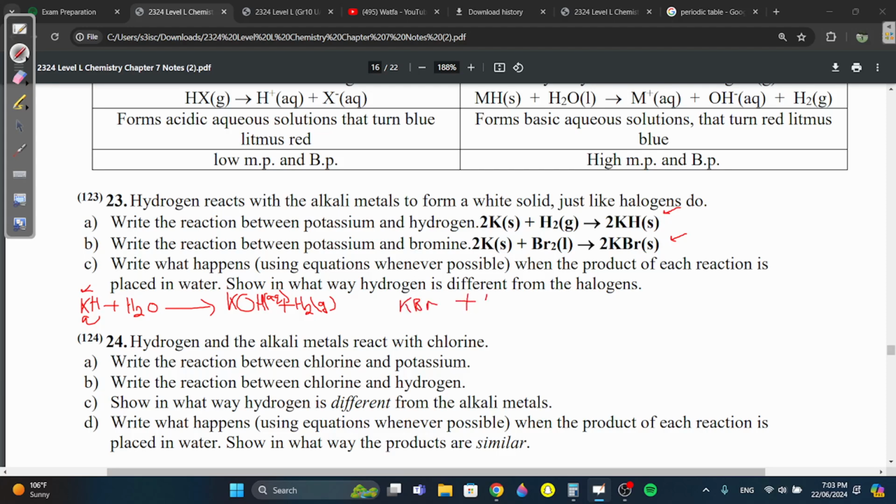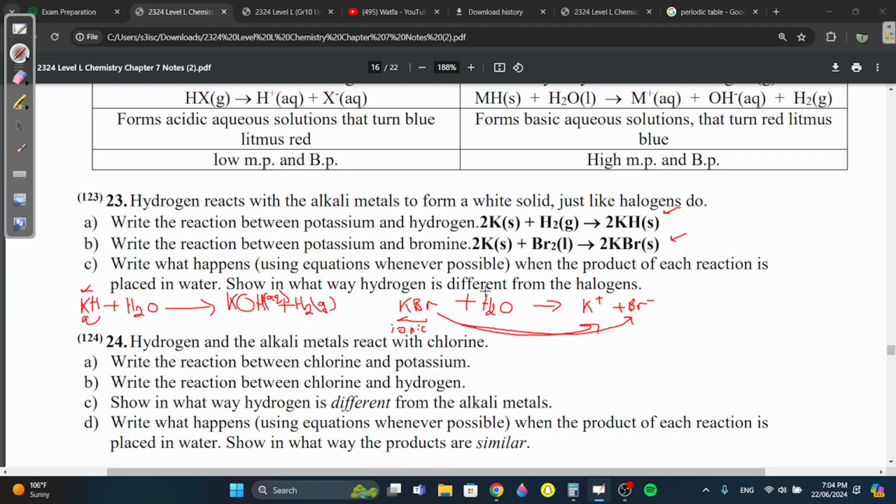KBr plus H2O. It's only going to become K plus Br minus. So, why is there no reaction? But look, what is this? This is an ionic compound, right? What happens when you dissolve an ionic compound in water? It dissociates to form ions, right? Two different ions. Remember, it's also a conductive solution when you dissolve it in water. Remember all these things about ionic compounds? Exactly. So you have to use them here. So here you're going to get ions.